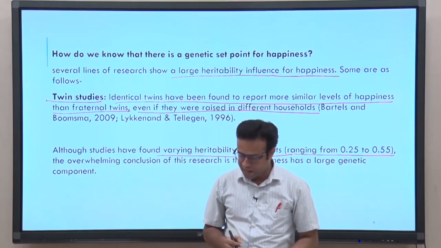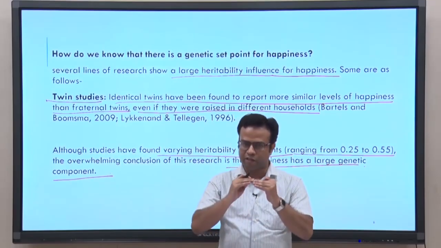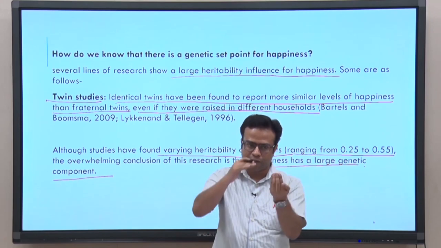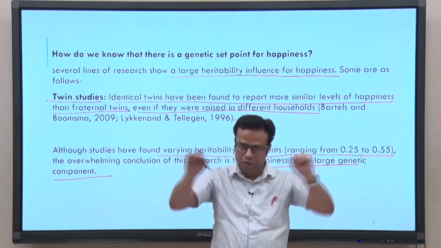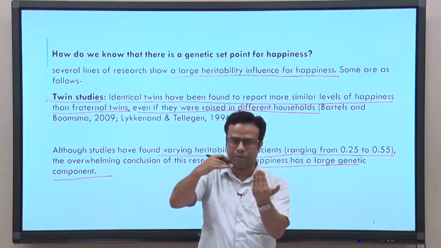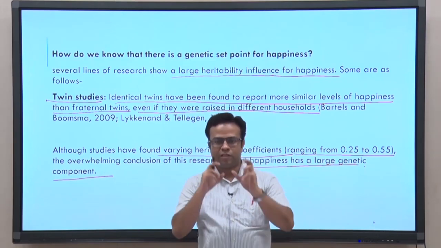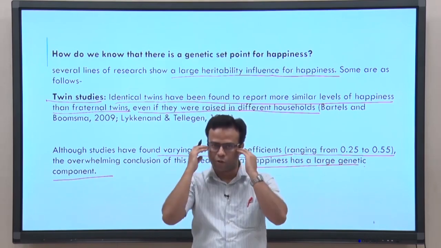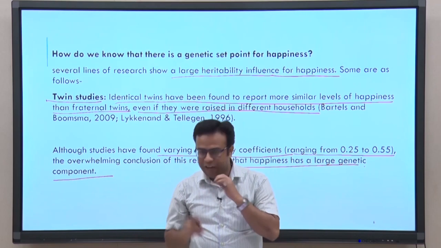So, the overwhelming conclusion of this research is that happiness has a large genetic component. What this means is that if genetics can influence our happiness level very strongly, we cannot do much about our genetic composition. So, it sets a limit. You cannot indefinitely expand this limit. Genetics will always pull you back to your baseline level of happiness. In that sense, it is considered one of the barriers, because genetics is setting certain limits. You cannot really go beyond it too much. It will pull you back to that level of happiness. So, in that context, it is said to be one of the barriers in enhancing our level of happiness. And we cannot really change our genetic composition very much, because it is given to us.